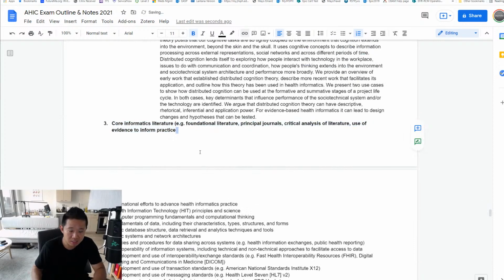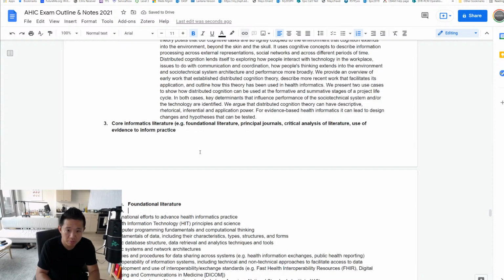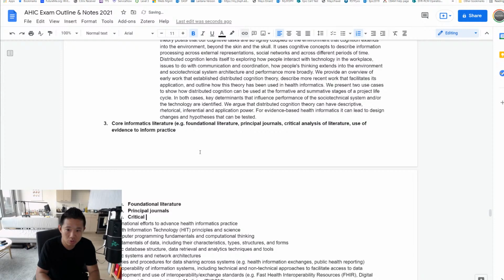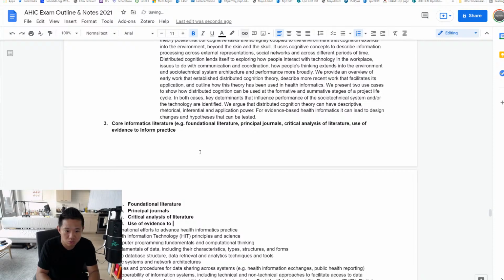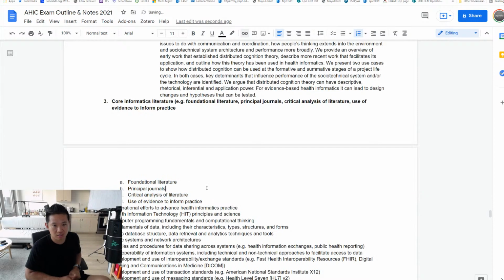Core informatics literature, foundational literature, principal journals, lots of stuff. Foundational literature, principal journals, critical analysis of literature. What does that even mean? Like, is it a skill set? Like core use of evidence to inform practice. This isn't, it's almost like a skill set.